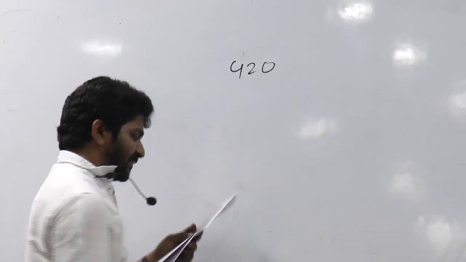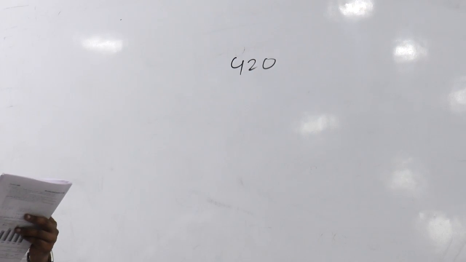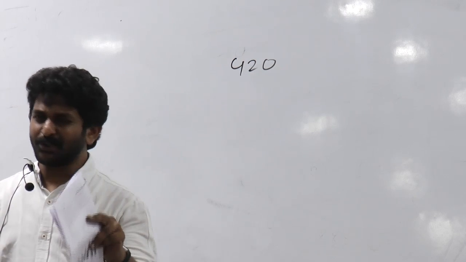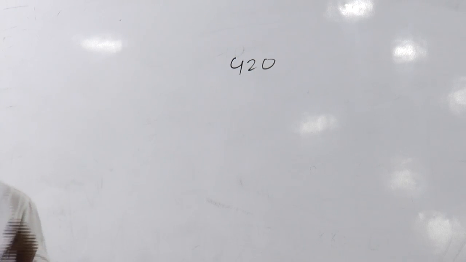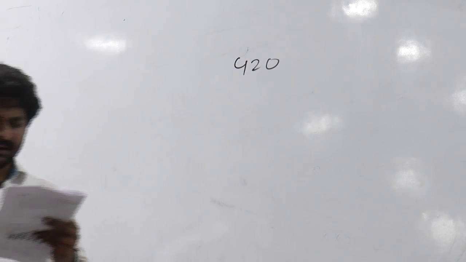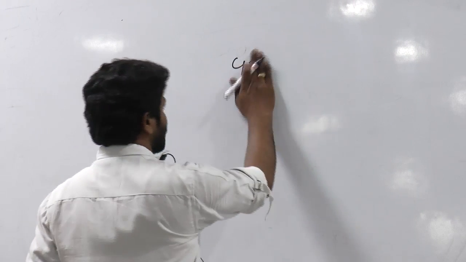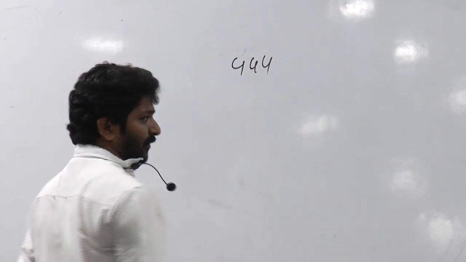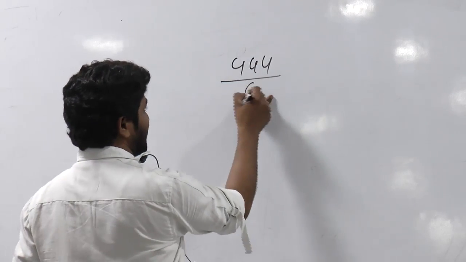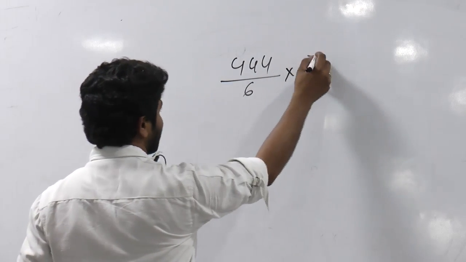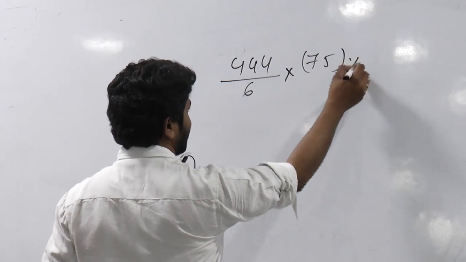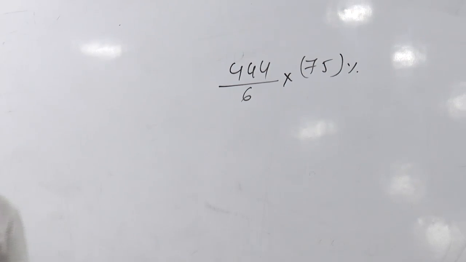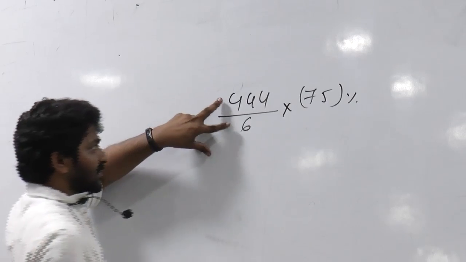And let me add units places. 2 plus 2 plus, wait a minute, you have 2 2's and then 2 8's. Look at your number, you have 2 2's and then 2 8's, 20, and then you have one more 4, 24. So the total that is 444. Out of how many subjects? 6. And what percentage is this? 75%. Right? Let me first calculate this.